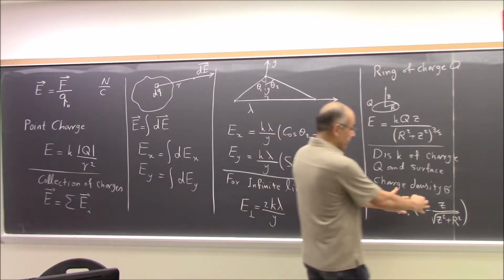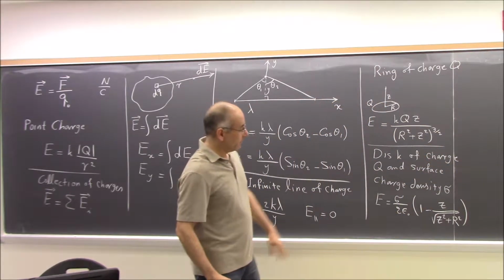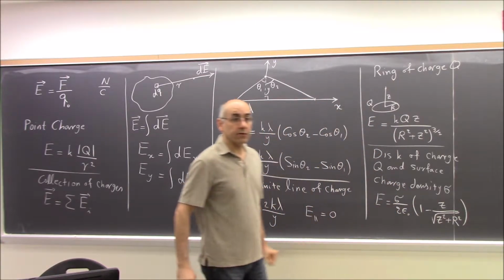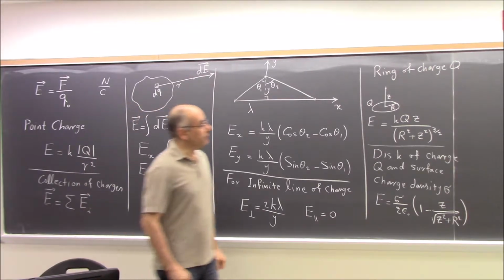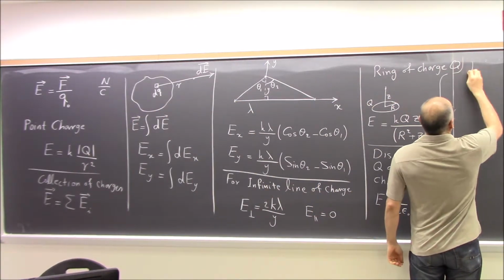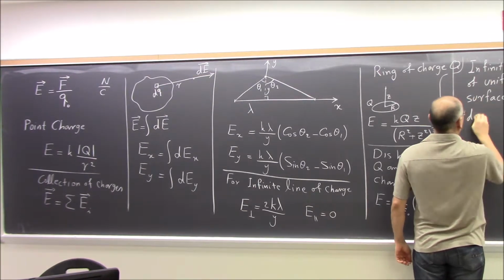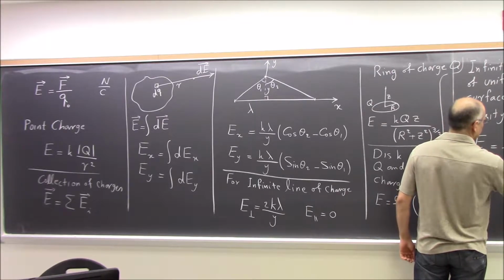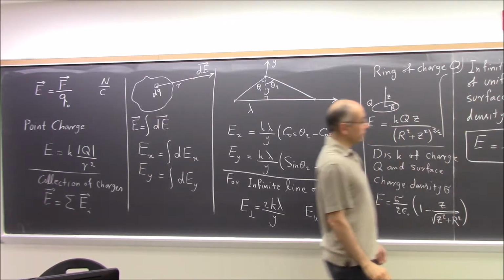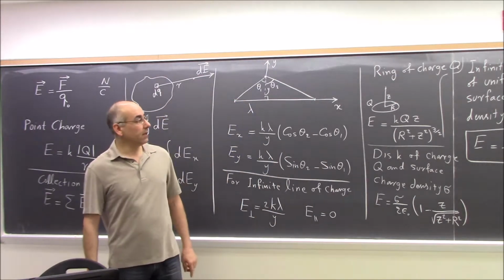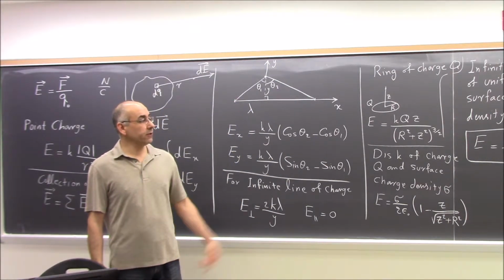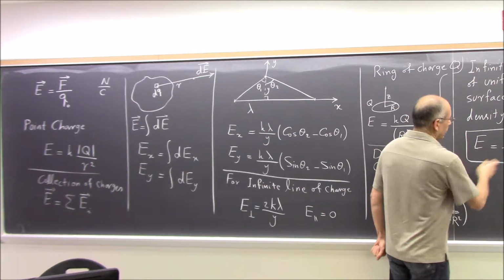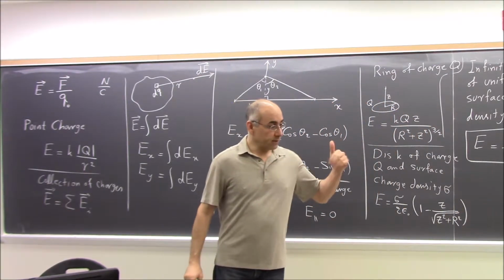And then when the radius of the disk becomes infinite, you see this part goes to 0, then you get E equal to sigma over 2 epsilon naught. That's for an infinite plane of charge. So for an infinite plane, E becomes sigma over 2 epsilon naught, and this is the magnitude. The direction is directly away from the plane if the plane is positively charged, and toward the plane if the plane is negatively charged. It's a uniform field and doesn't depend on the distance.